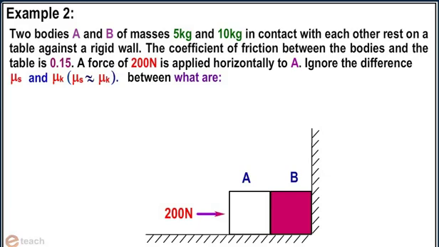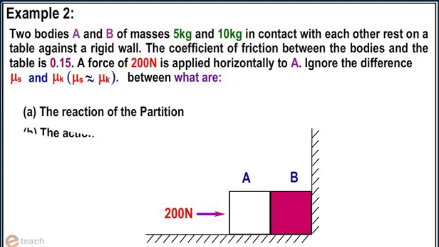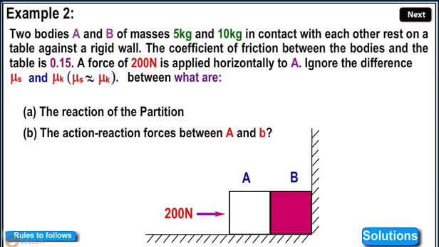The coefficient of friction between the bodies and the table is 0.15. A force of 200 Newton is applied horizontally to A. Ignore the difference between μs and μk, that is, μs approximately equals μk. Then calculate the reaction of the partition and the action and reaction force between A and B.